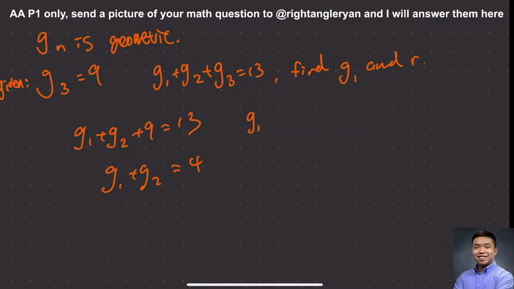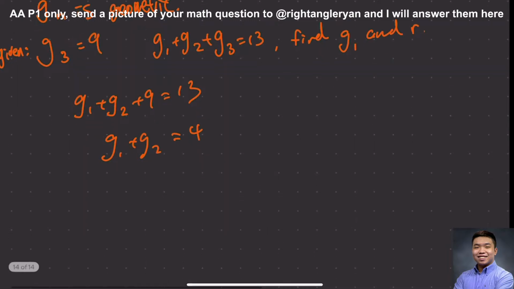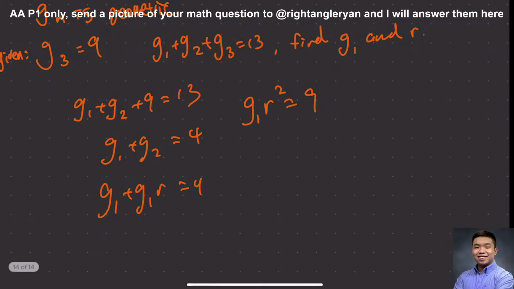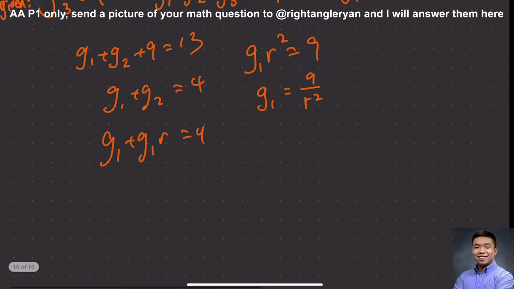We know G1 times R squared will be equal to 9. We want to rewrite everything with G1, right? So we know G1 plus G1r is equal to 4, and then we know G1r squared is equal to 9, because this one is G3, which is 9. So we have two equations, two unknowns. What we can do now is G1 equals 9 over r squared, and then put it back into equation 1.